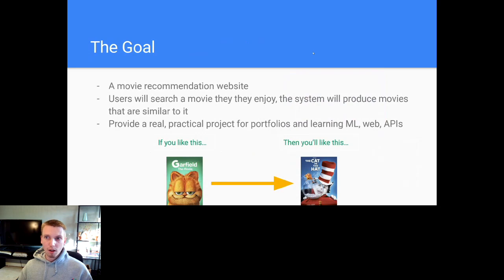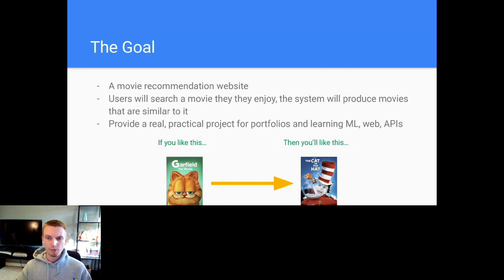Okay, so the goal of this. We want to make a movie recommendation website. Our users come to the website, there'll be a search bar, basically like Google, and they can put in any movie that they enjoy, for example Garfield. Then we want our system to produce movies that are similar to it, that they think they would like. For example, if I like Garfield, then I will probably like The Cat in the Hat, right? So that's the goal for the users.